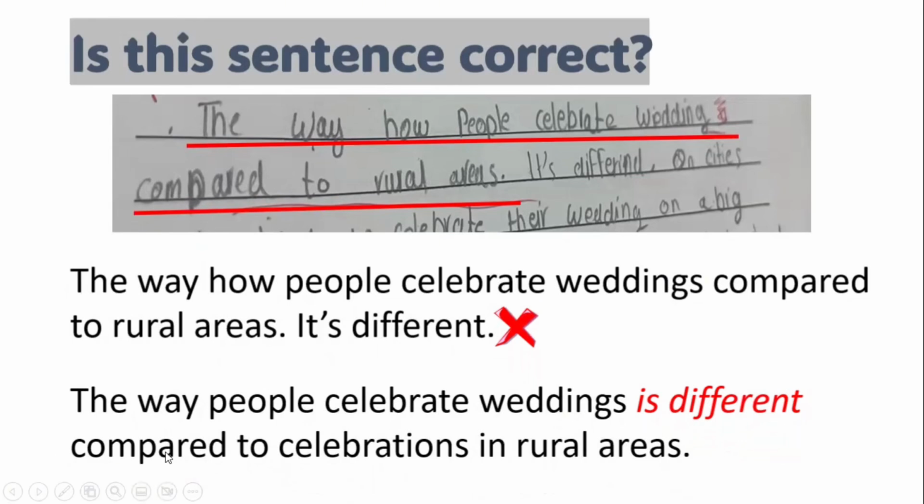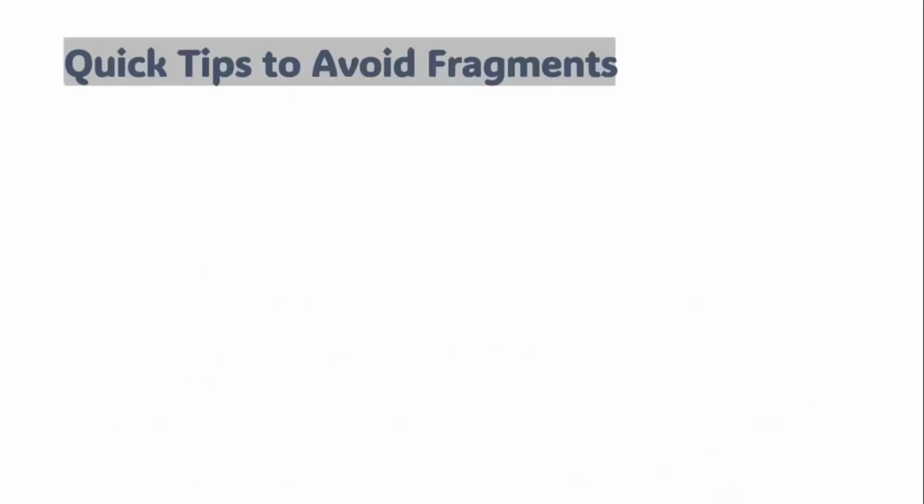Or you can simply remove the word "compared to" and say something like, the way people celebrate weddings is different from celebrations in rural areas. Or even better, the way people celebrate weddings in cities is different from celebrations in rural areas. Now, this way, we have a verb, which is "is different," and we have a complete sentence. But if you look at the previous one, the first part is not actually a complete sentence because there's a missing verb. So this is everything about fragment sentences.